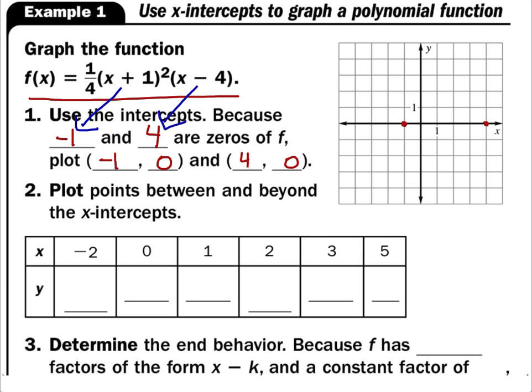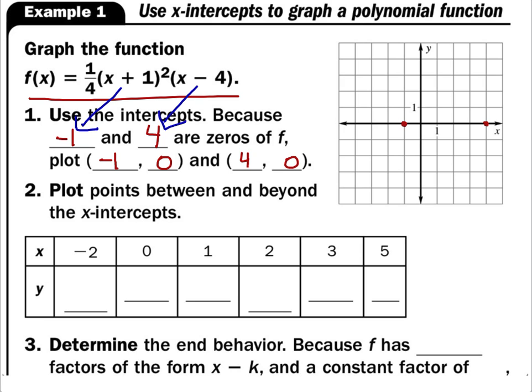Step 2, plot points between and beyond the x-intercepts. What they're saying here is go ahead and fill in some dots around the known x-intercepts. It'll help us make a nice smooth curve. Basically, we just need to do some substitution with some x values, figure out y values so we can put them on the graph. Because the function comes in factored form instead of looking like a polynomial, we cannot use synthetic substitution. We will have to use direct substitution instead.